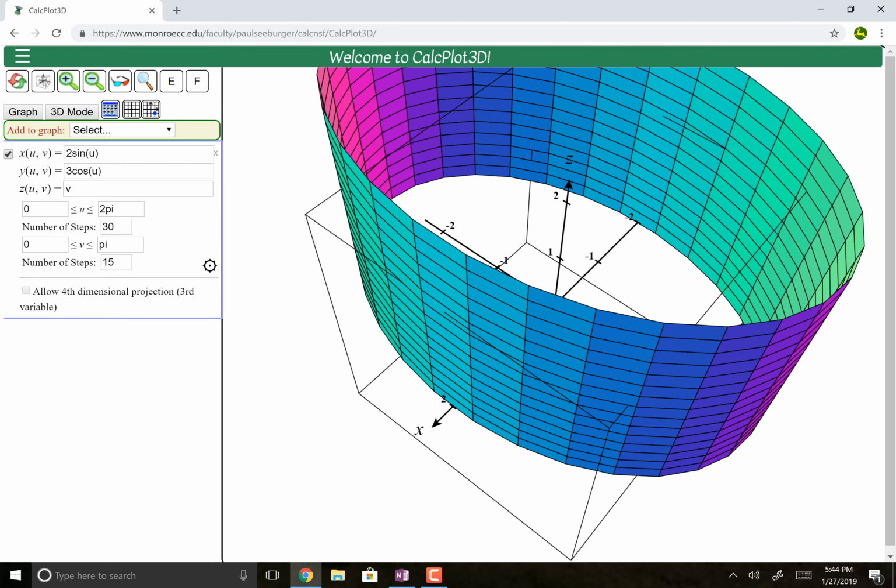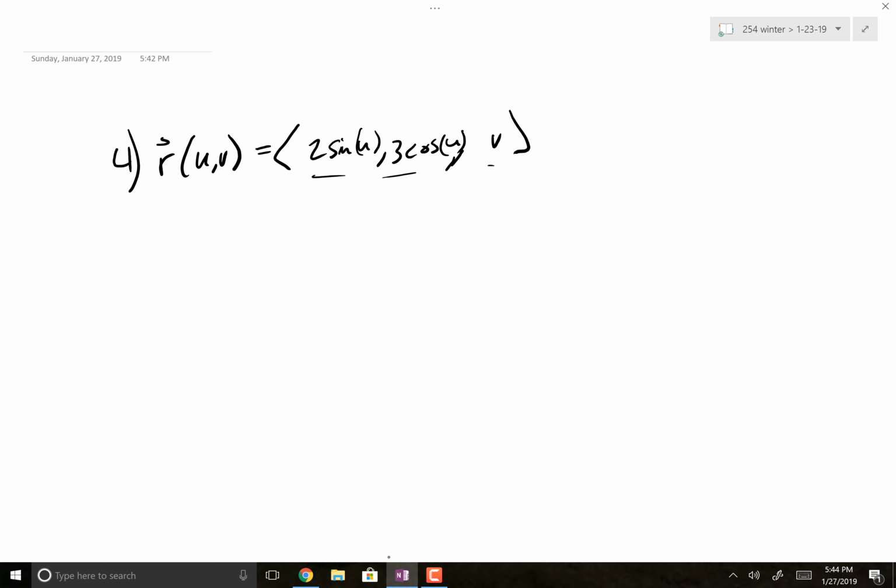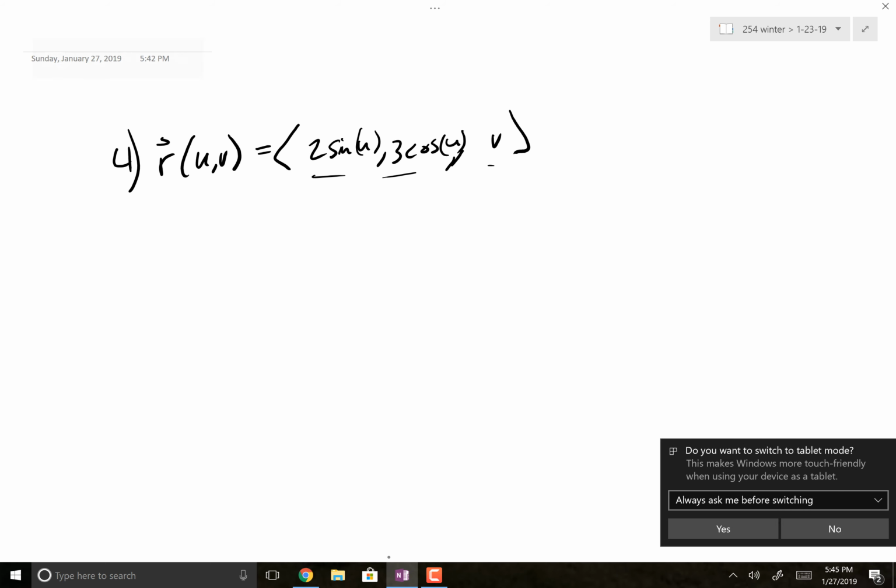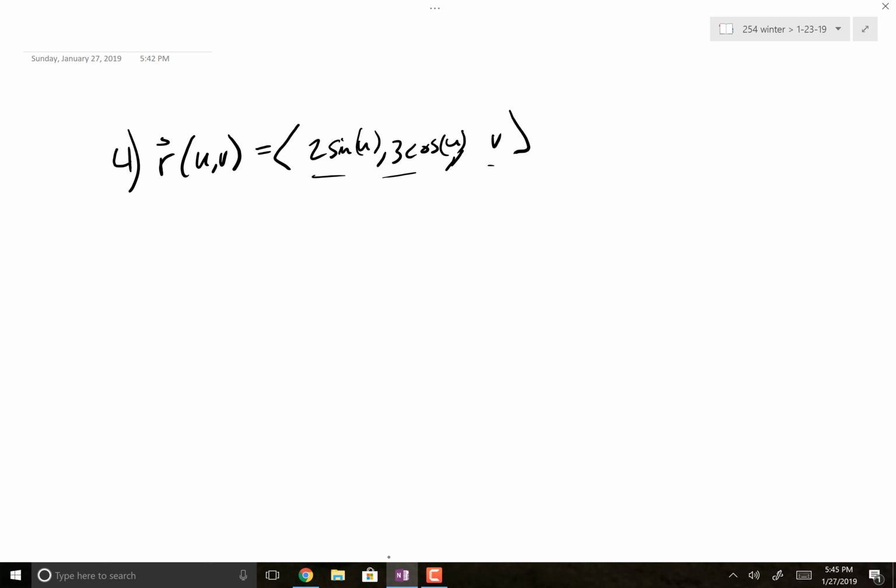Okay? You're going to be looking at some of these guys, trying to make heads or tails out of what they are, seeing if you understand what they're going to look like once you get going. Now, let's try this next one here and see what you think about it. It's a little harder, perhaps. So R of U and V.